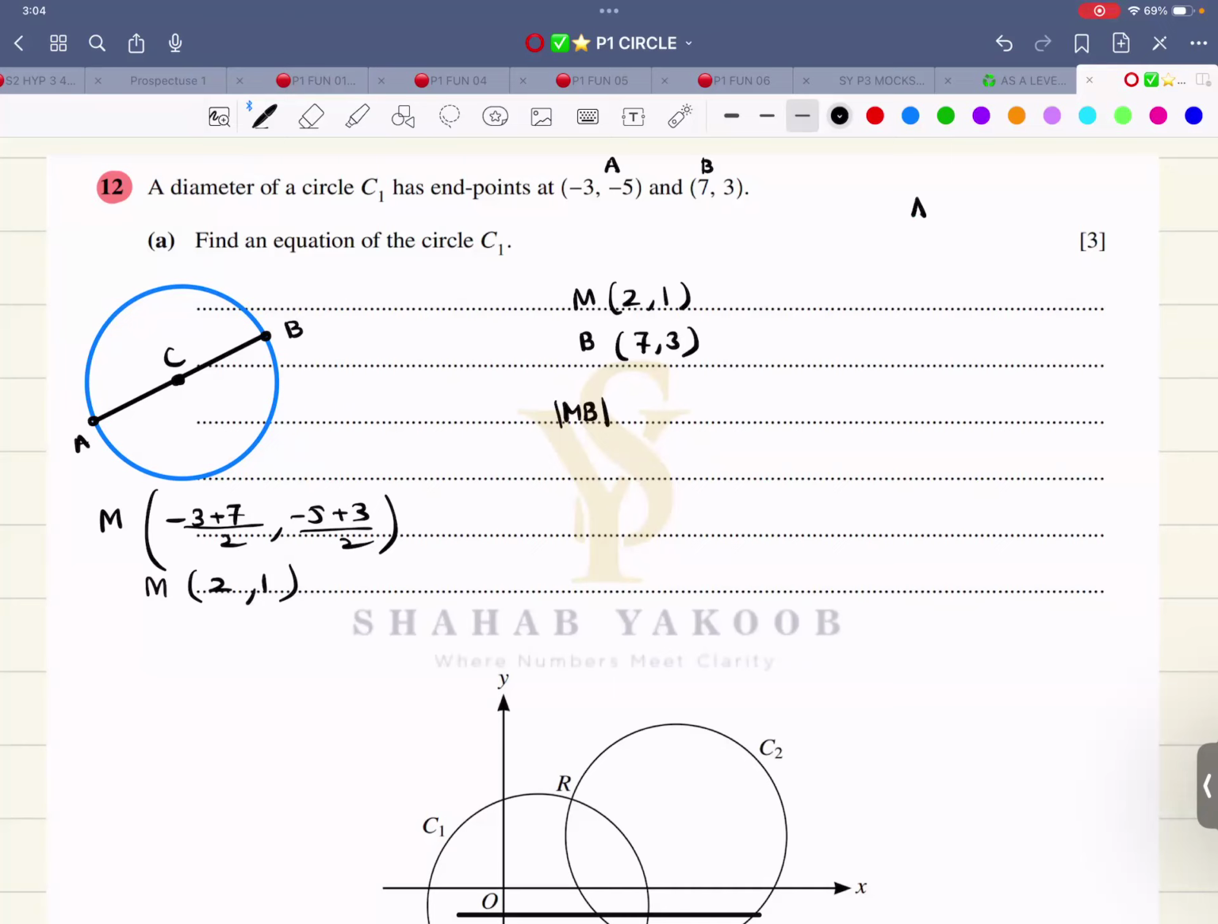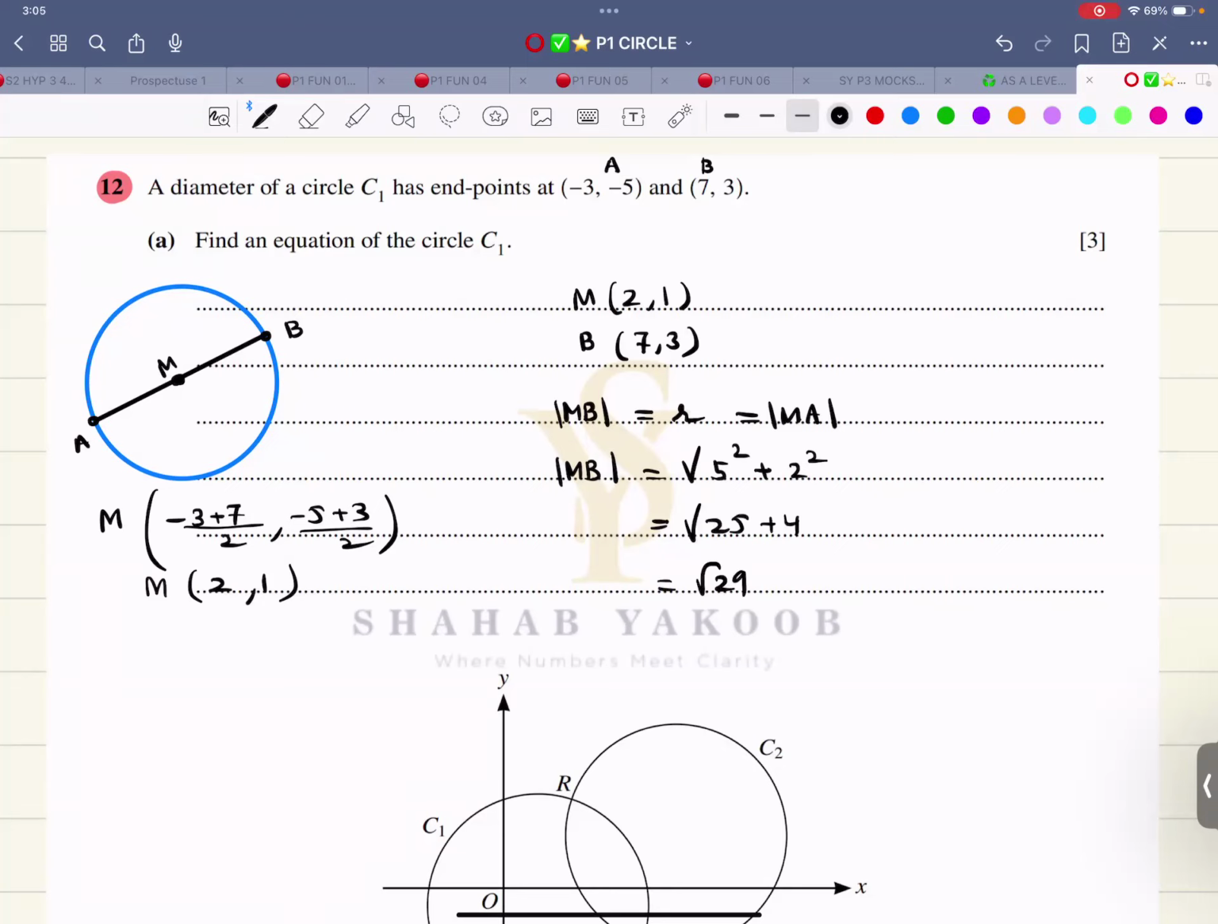Now, keep in mind, M or C, whichever one you want to use. So let me just write over here M. And over here, MB equals to radius. That is also equals to MA. So therefore, let me evaluate MB. 2 minus 7 is 5 square. 1 minus 3 is 2 square. So therefore, this is 25 plus 4, this is 29, square root of 29.